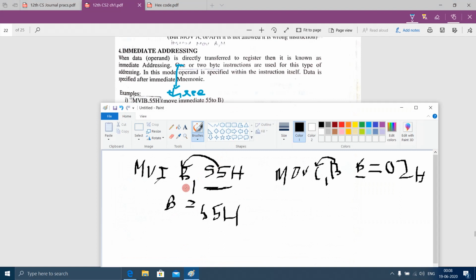So is this a 3 or 2 byte instruction? This is actually a 2 byte instruction. Why? Because that content is directly specified. So MVI B comma 8-bit data, because this is a hexadecimal number, and in hexadecimal each digit represents 4 bits. So 4 plus 4, 8 bits. MVI B comma 8 bits.